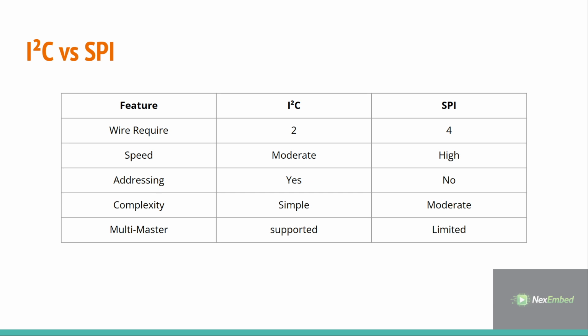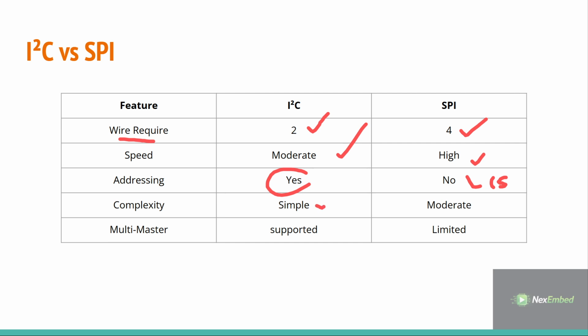So this is a simple comparison between I2C and SPI. Depending upon the wiring, I2C comes with 2 wires, a serial clock and a serial data line, and SPI comes with clock, MISO, MOSI and chip select. Speed is high for SPI, and I2C is moderate. For addressing, I2C has addressing, whereas SPI doesn't have an address. Instead, it uses the chip select line to select which slave it wants to communicate with.